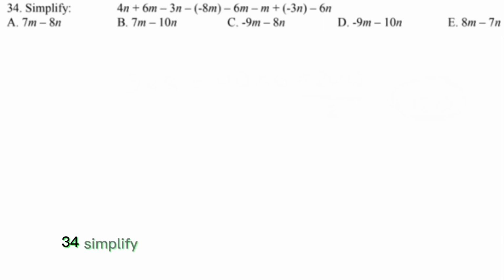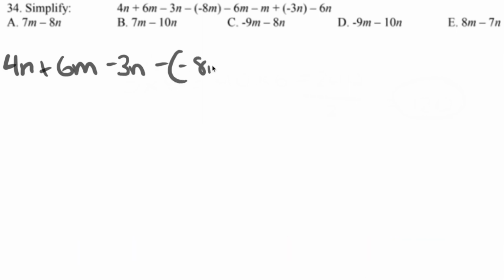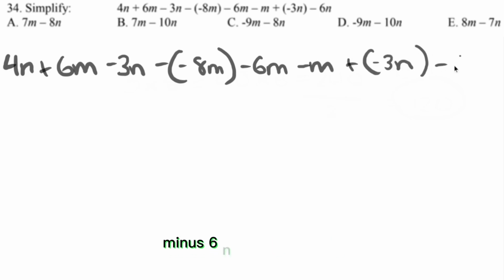34. Simplify 4n plus 6m minus 3n minus negative 8m minus 6m minus m plus negative 3n minus 6n. So to solve this, we have to combine the like terms.